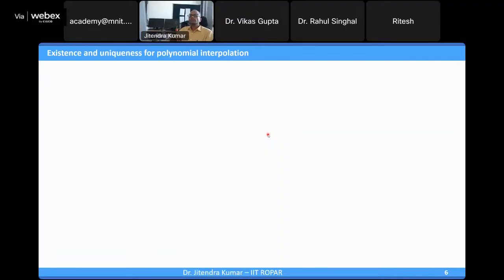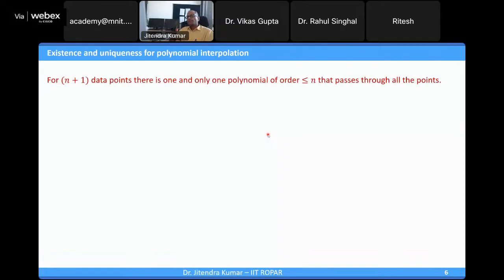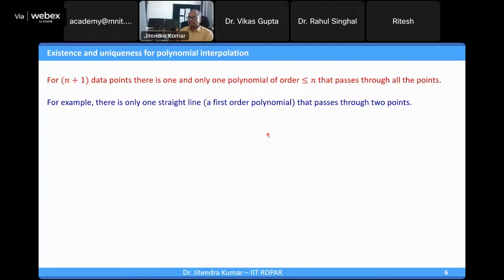So coming to this existence and uniqueness, I'll just be brief. I think tomorrow you will have a detailed discussion on the polynomial interpolation. So given n plus 1 distinct data points, there is only one polynomial of order less than or equal to n that passes through all the points. That's the uniqueness of this polynomial interpolation. As an example, you can always think about that there will be only one straight line. When you have two points, you can only draw one straight line. So that's the uniqueness we can talk about, and then you can generalize the concept.